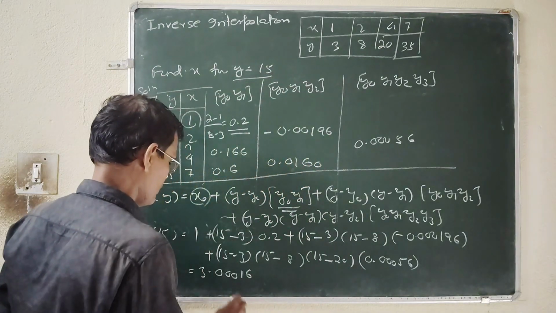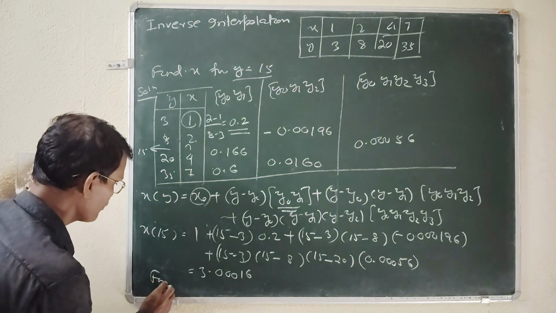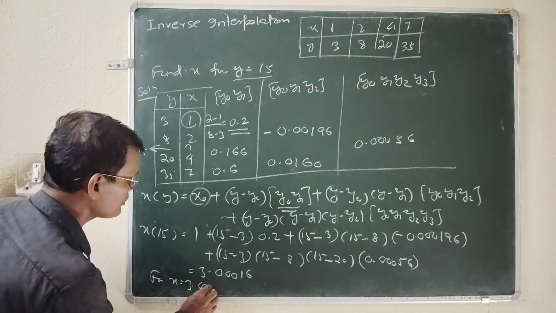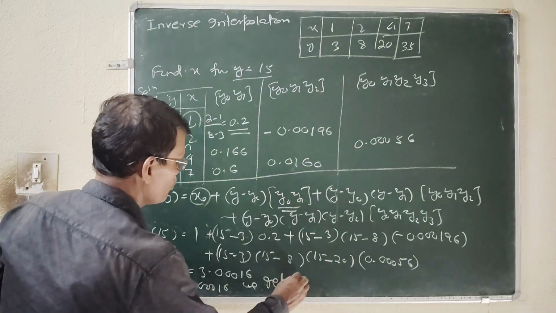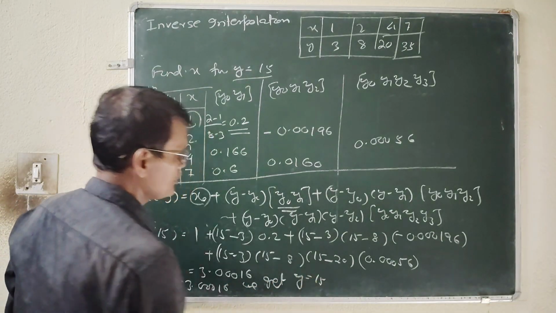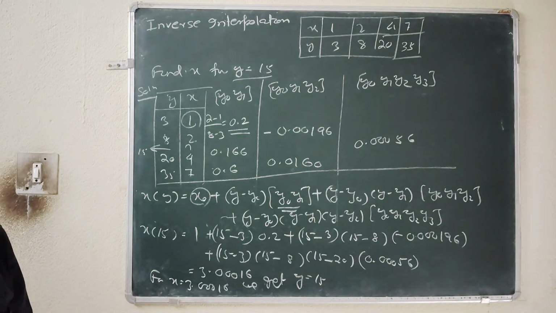That means for x equal to 3.00016, we get y equal to 15. So this is inverse interpolation.